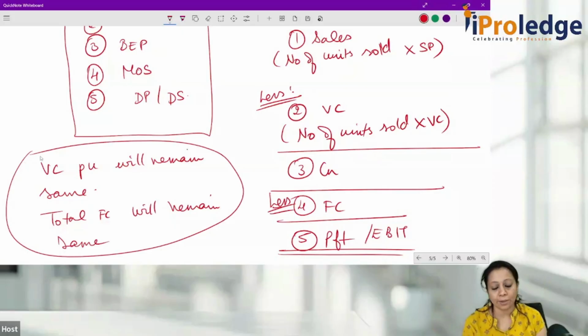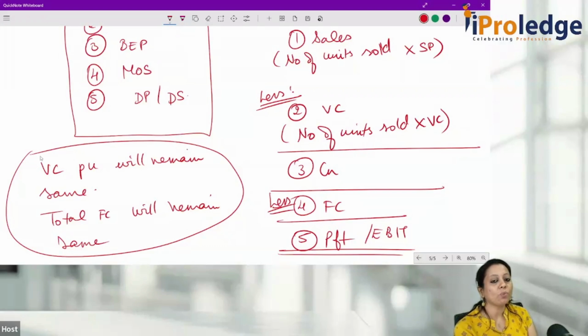If you're new to the topic, please write as and when I say. Fixed cost is the cost that does not change with the level or volume of output. Once again, fixed cost is the cost that does not change with the level or volume of output. What is the meaning of that?